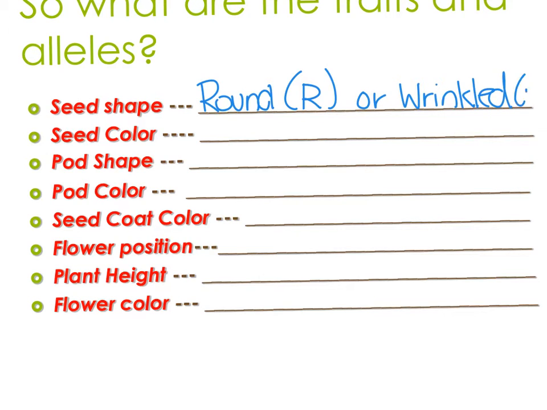What does that capital R tell you about the relationship between round and wrinkled? Round is dominant. Round is dominant to wrinkled. Very good.